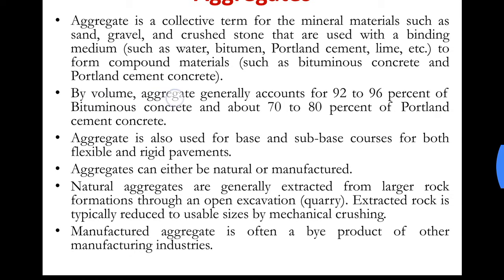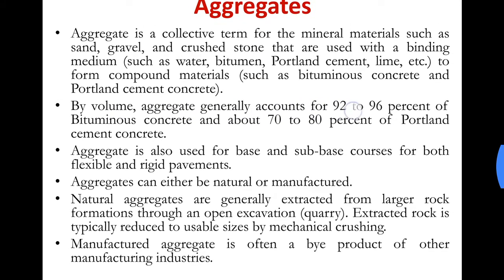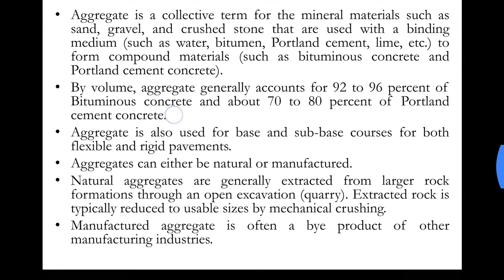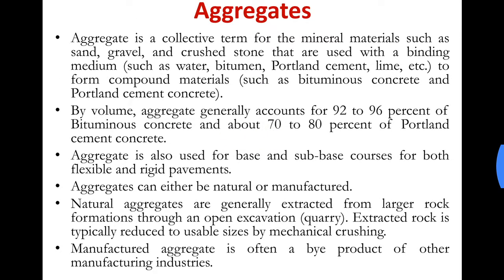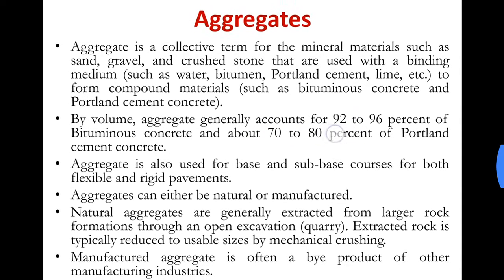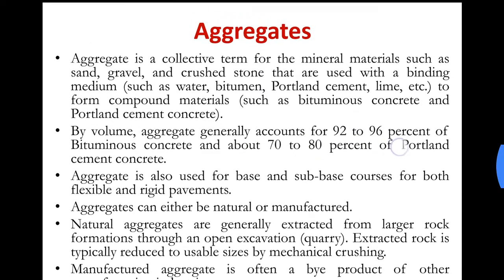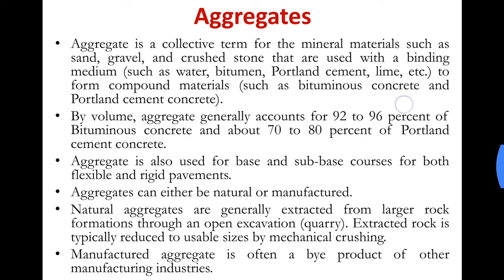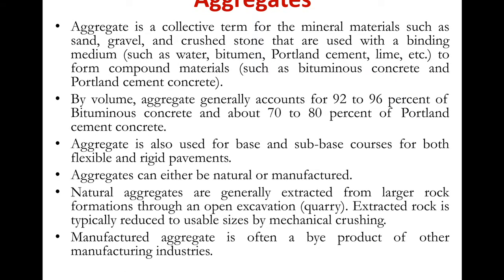By volume, aggregate generally accounts for 92 to 96% of the bituminous concrete and about 70 to 80% of Portland cement concrete. Now these aggregates are used for construction of both flexible pavements and rigid pavements also. Okay. Now in the case of rigid pavements, the aggregate consists of about 70 to 80% of the pavement, and in the case of flexible or bituminous pavements, the aggregates consists of 92 to 96% of the bituminous concrete. Okay.